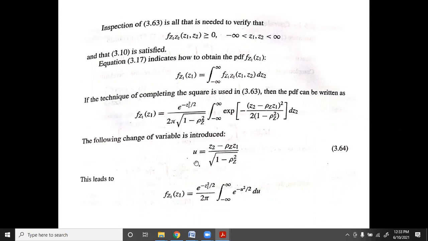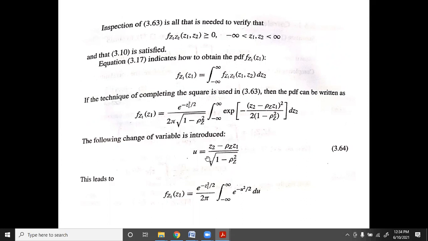So what will be du? Okay, what will be du? So here we have dz2 over here, right? Only with respect to z2 we need to differentiate, not with respect to z1. Z1 doesn't come into the picture because we have z2 over here.